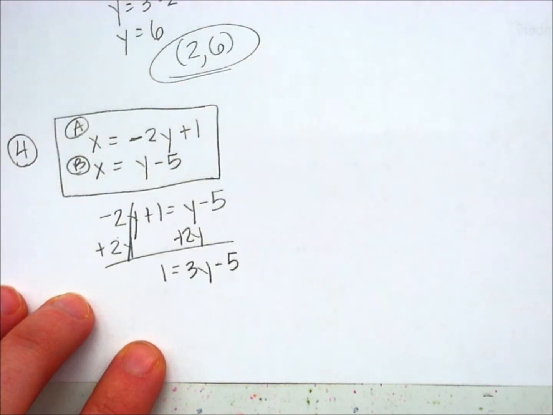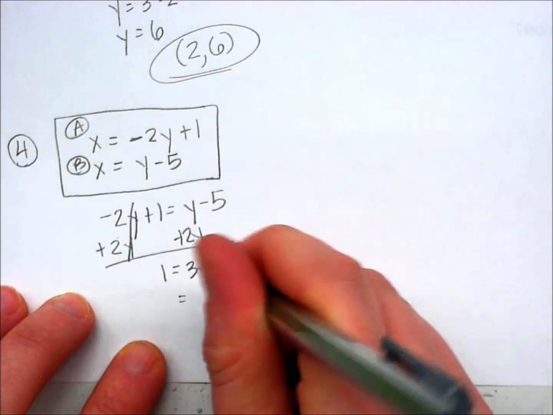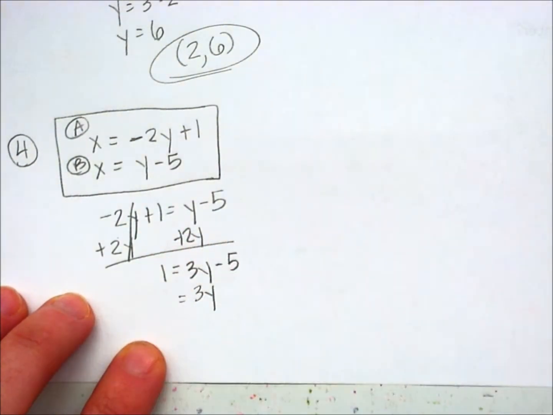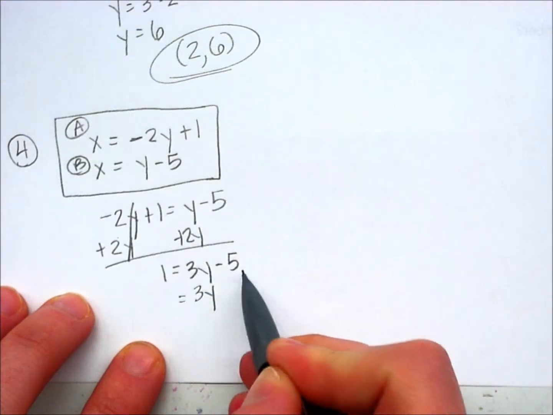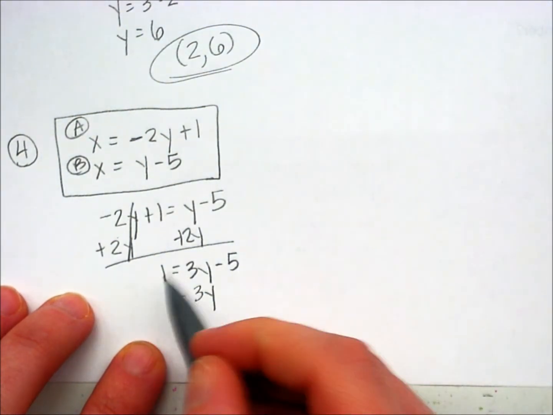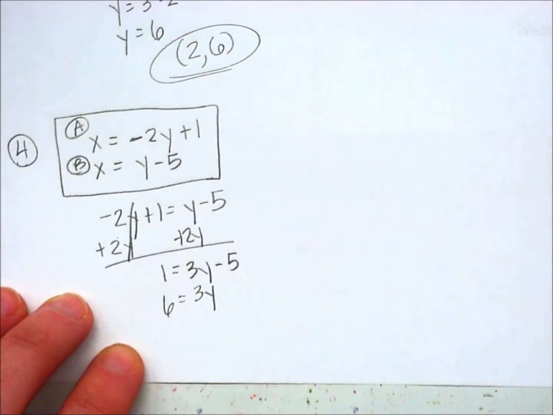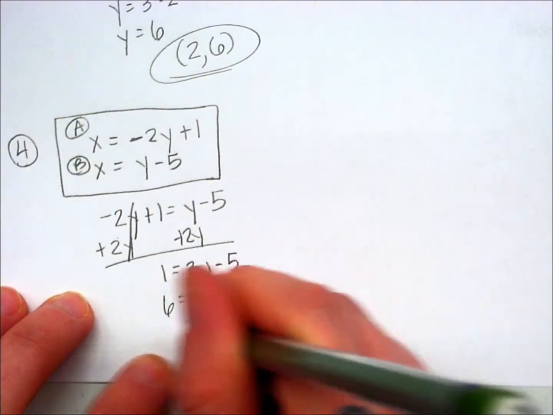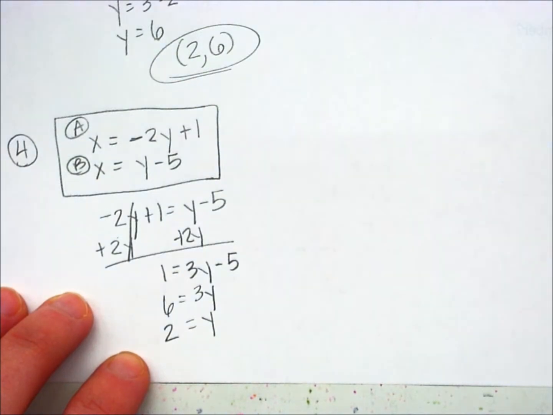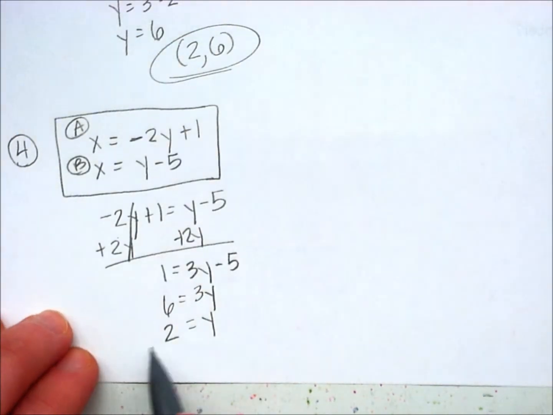Then get all your constants together. So I'm going to add 5 on both sides. 1 plus 5 gives me 6. So if 6 is equal to 3y, I know that 2 is equal to y, or y is equal to 2. Now that I know what y actually equals, I have enough information to figure out what x equals.